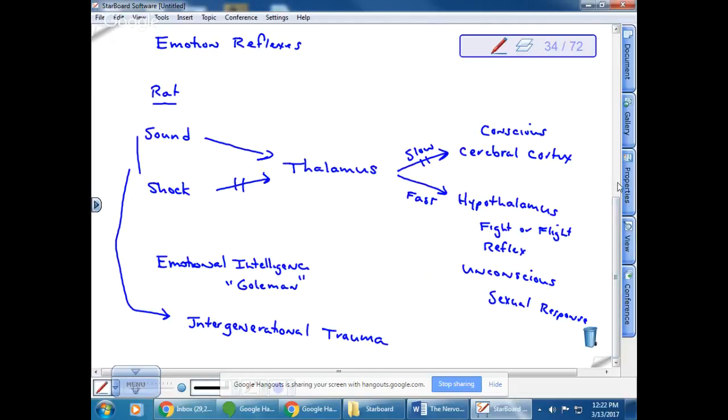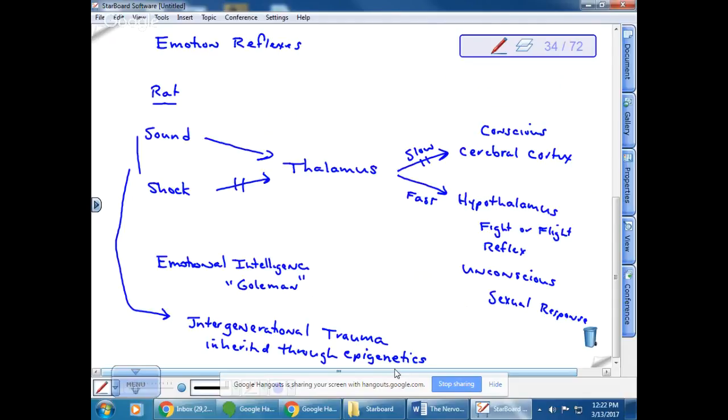Okay, intergenerational trauma, and it's inherited through what is called epigenetics. And epigenetics has to do with little tags that are attached to your genetic material when you have experience. And then that affects gene expression. I'm not going to go into detail about that, and I would never test you about that. But it controls how your genes are expressed.